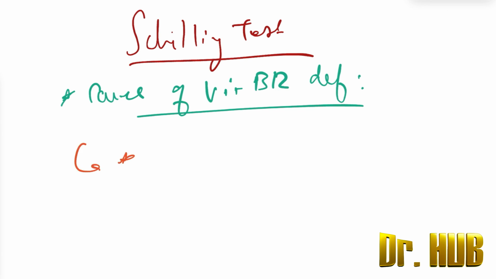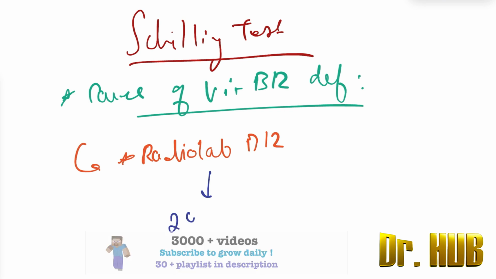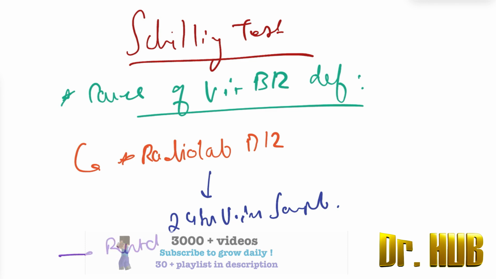So you administer the radio-labeled B12, followed by a 24-hour urine sample collection. The test is then repeated with an additional component that can promote B12 absorption.